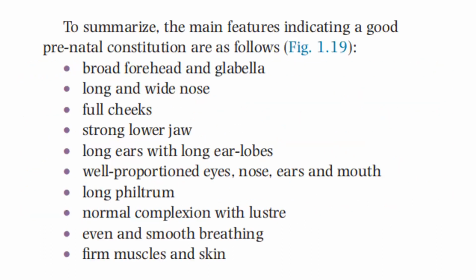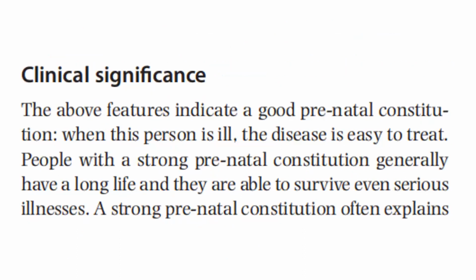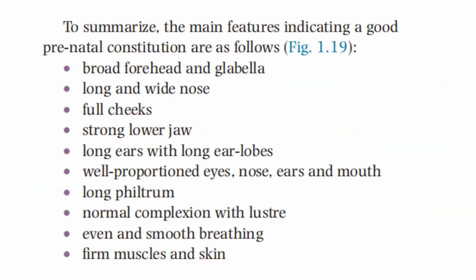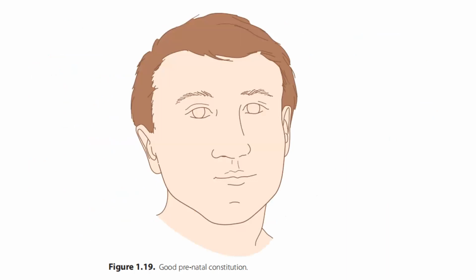To summarize, the main features indicating a good prenatal constitution are as follows. Broad forehead and glabella, long and wide nose, full cheeks, strong lower jaw, long ears with long earlobes, well-proportioned eyes, nose, ears, and mouth, long philtrum, normal complexion with luster, even and smooth breathing, firm muscles, and skin. So we have here a good prenatal constitution, the picture.